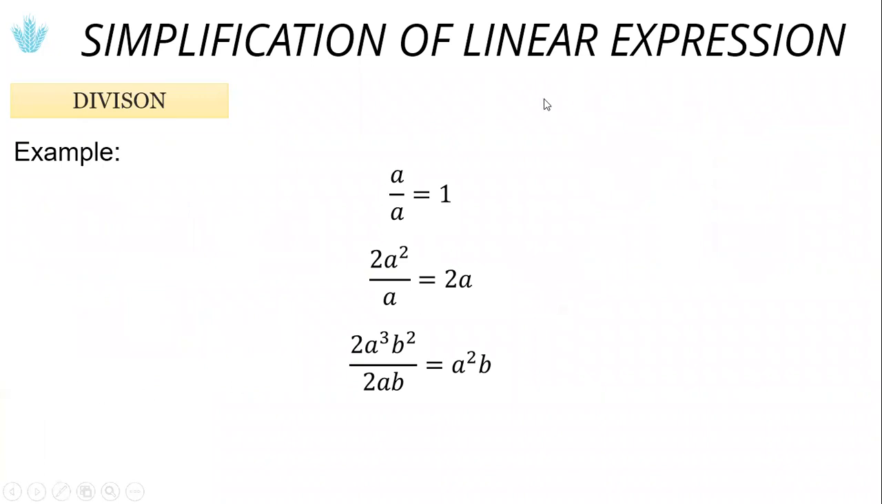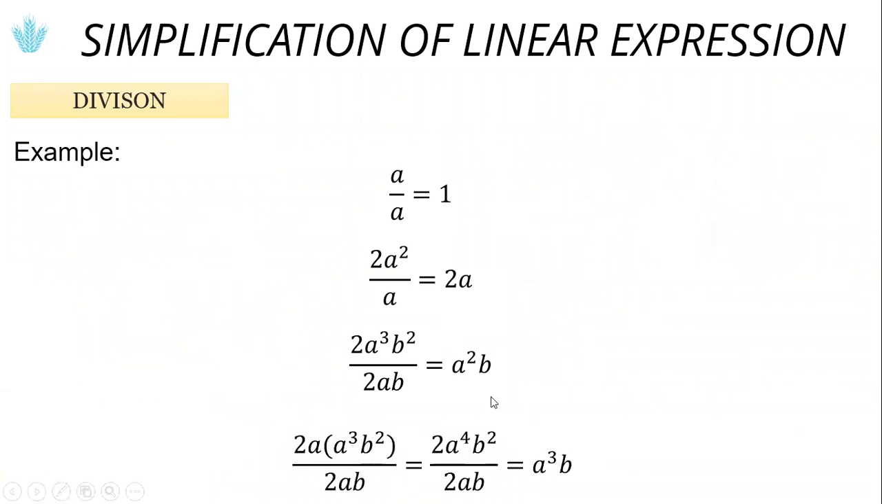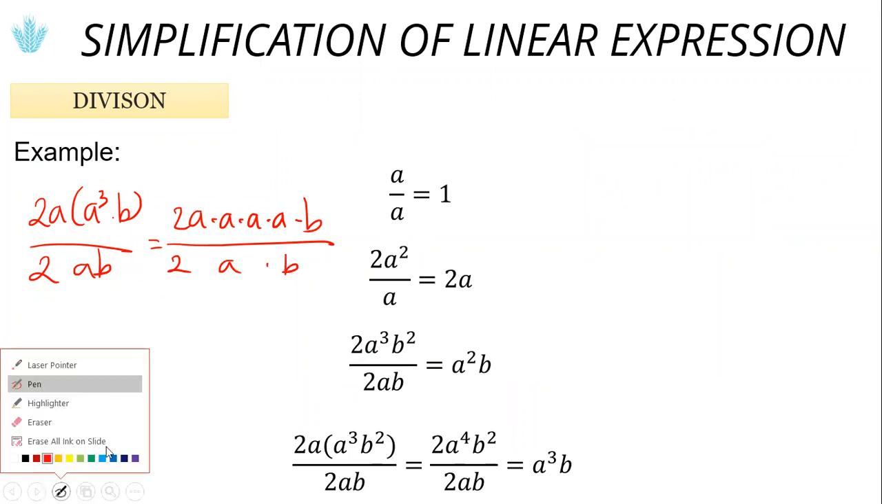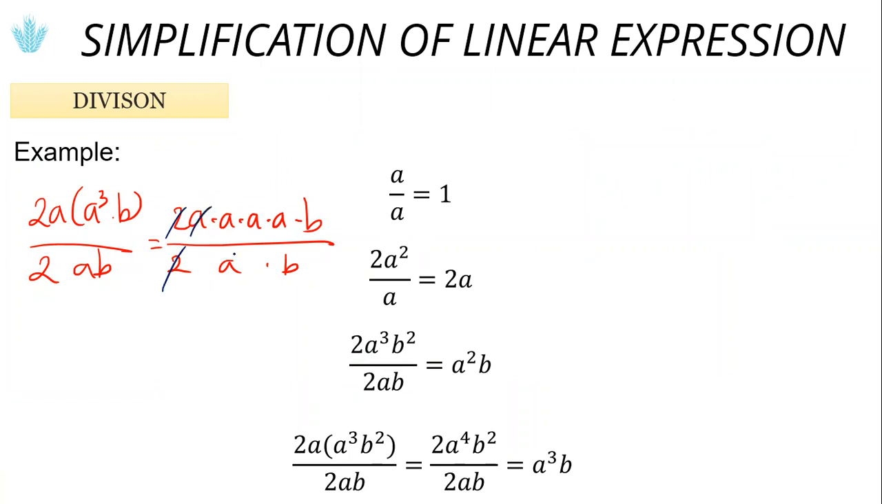Okay. Next. How do we do this? I rewrite 2a cube times b over 2ab. So how do you do this? We multiply out again. This is 2a times a times a, 3 times, times b, over 2a times b. This is the slow way. So you can cross out what is the same. 2 is the same, a is the same, b is the same. So what remains is a square. I forgot, this is square. Sorry. A square b. Done.